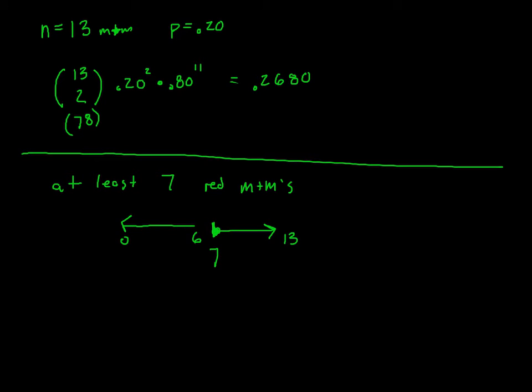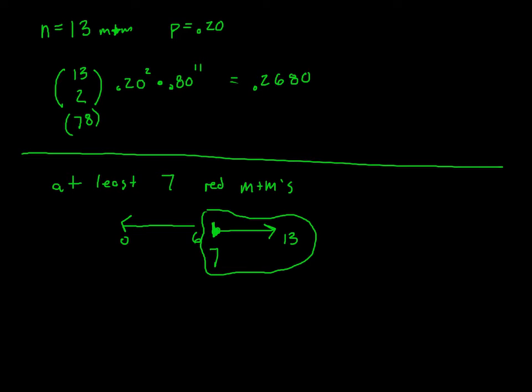Now, I'm looking for at least 7, so I could simply do that work for 7 or more M&Ms: 7, 8, 9, 10, 11, 12, 13. Or I could do the work for 0, 1, 2, 3, 4, 5, and 6, and then get rid of that. Because remember, if I find 0 through 6 and then do 1 minus that, I'll be left with what I want. So you have to determine what you want to do. Both of those are going to take a considerable amount of work and many calculations.